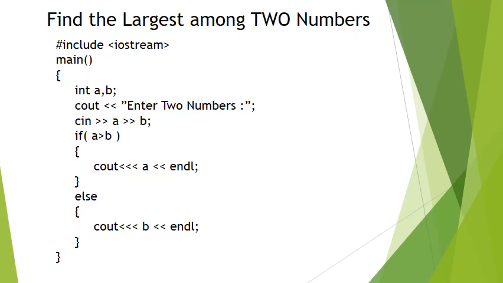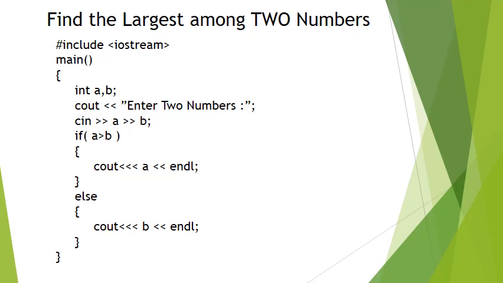The aim of the program is to find the largest among two numbers using if-else statement. The program is like this. You have to include the preprocessor directive, and inside the main we have declared two variables a and b for storing the two numbers, and after that you have to read the numbers using cin statement. And now in the if statement we will give the condition as if a greater than b.